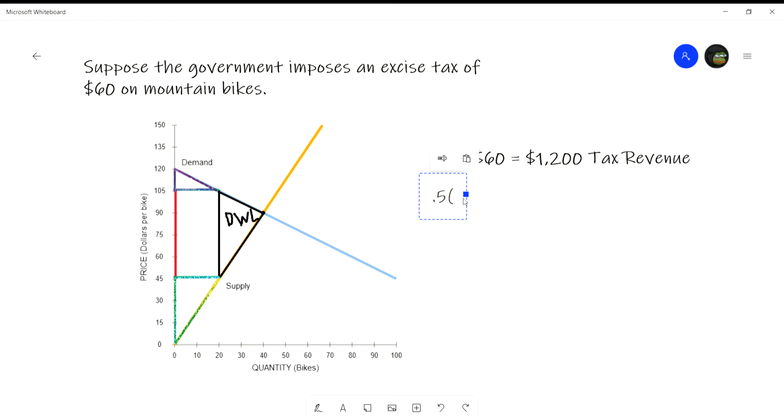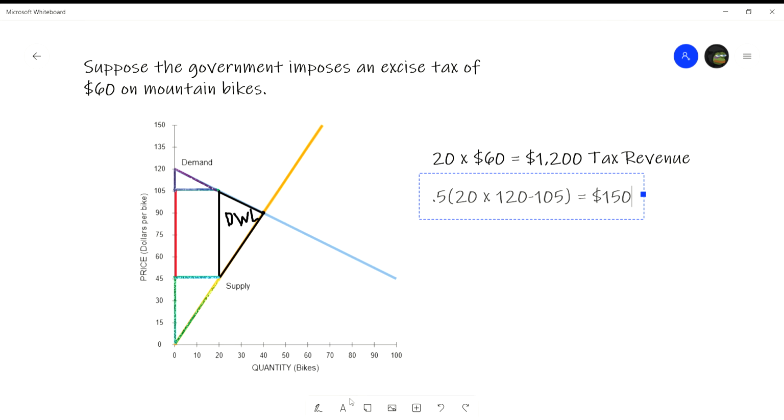So we'll do 1/2 times 20 bikes, the quantity purchased, times that height there, which is 120 minus 105, and that will give us a final total consumer surplus of 150.